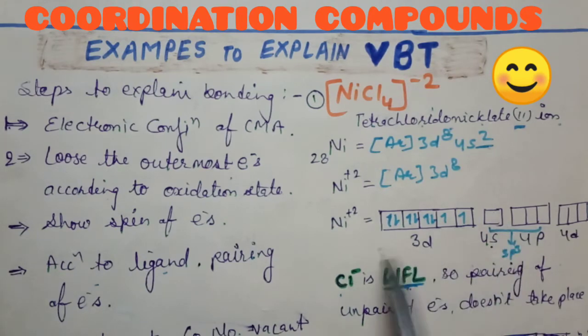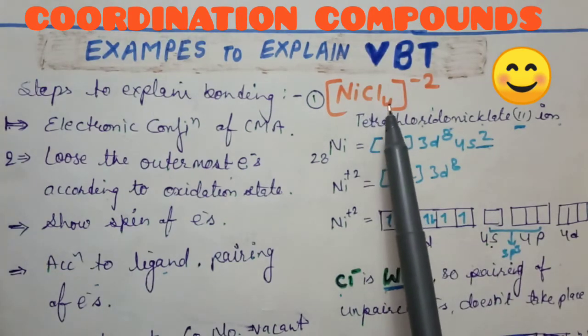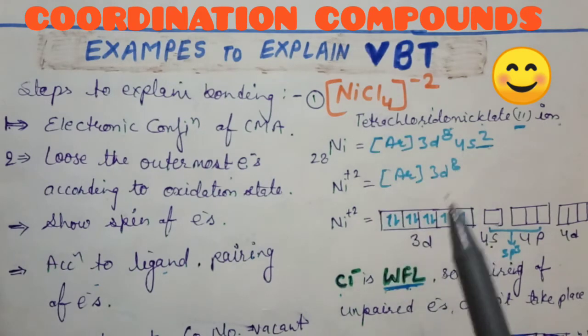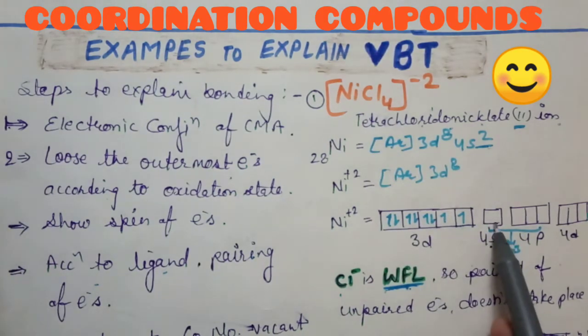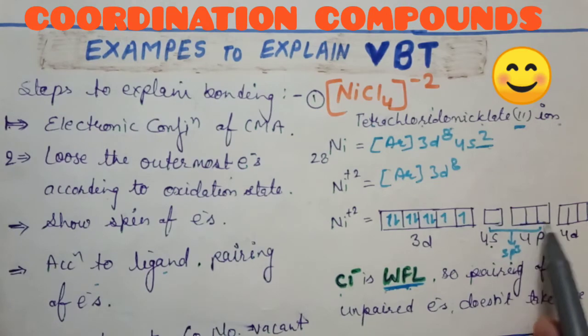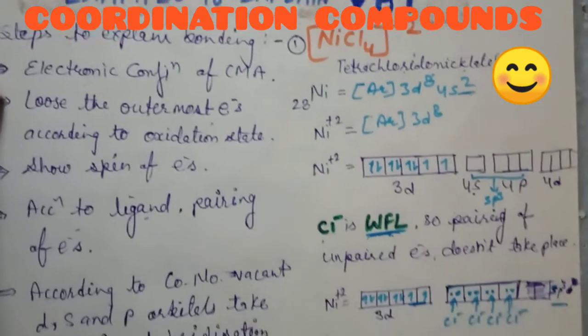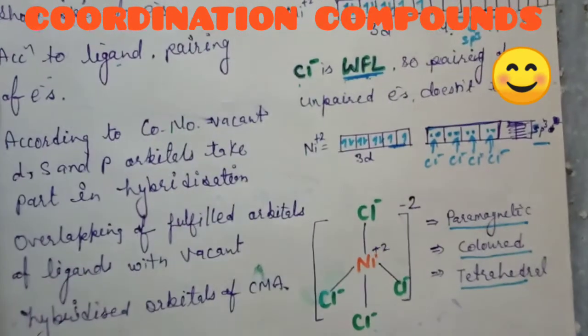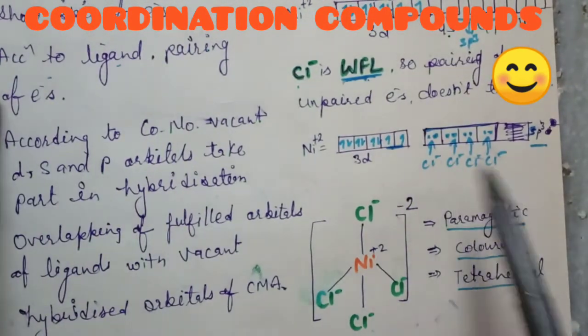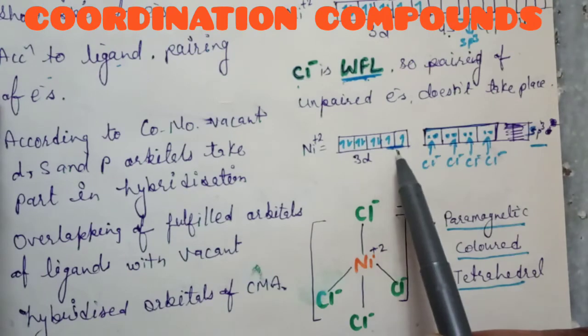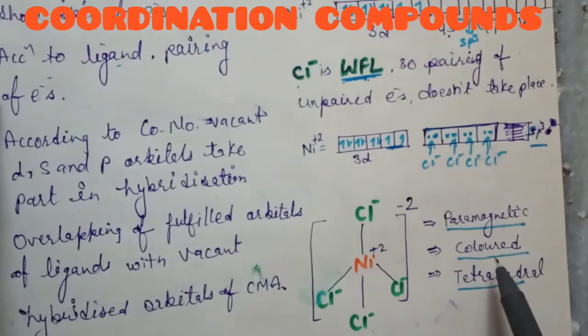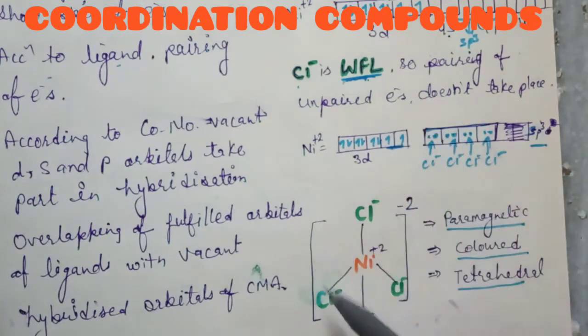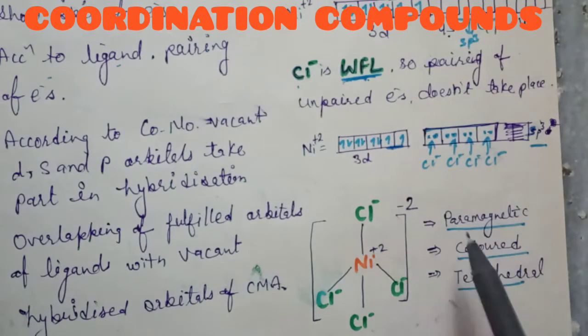Now we want 4 vacant orbitals to make coordinate bonds with the ligand. So the 4 vacant orbitals are 4s and three 4p's. Now sp3 hybridization will take place and the geometry of the complex will be tetrahedral. There are 2 unpaired electrons, so the compound will be colored and paramagnetic in nature. This is all we discussed in the last video. We will now discuss the next example of this type.